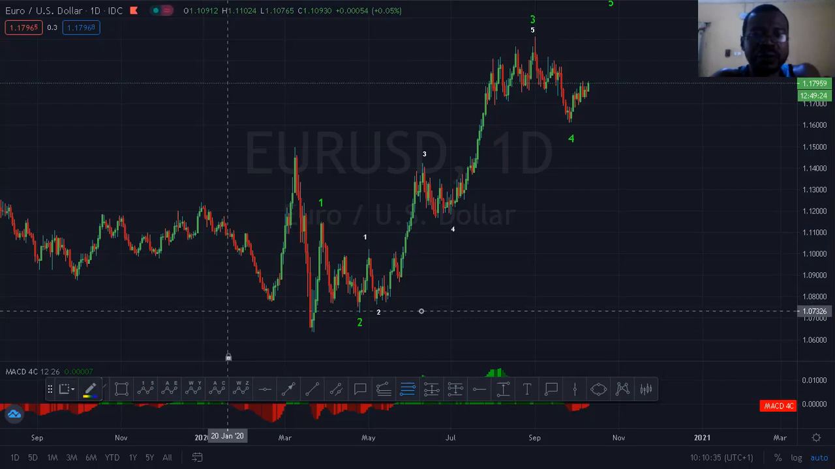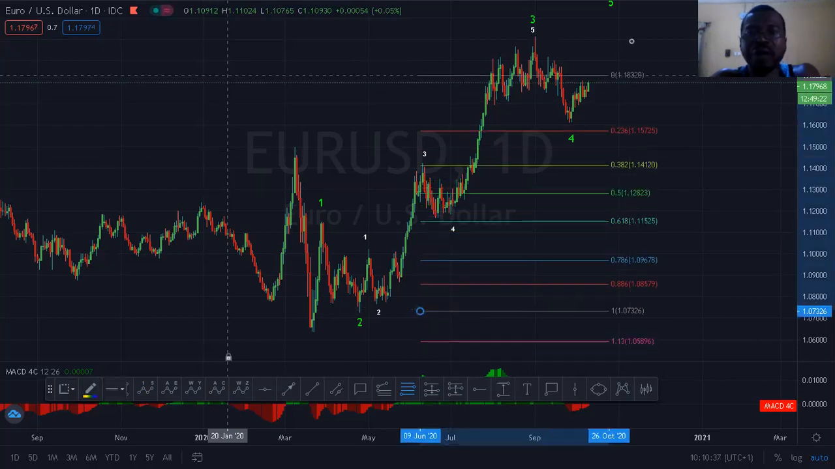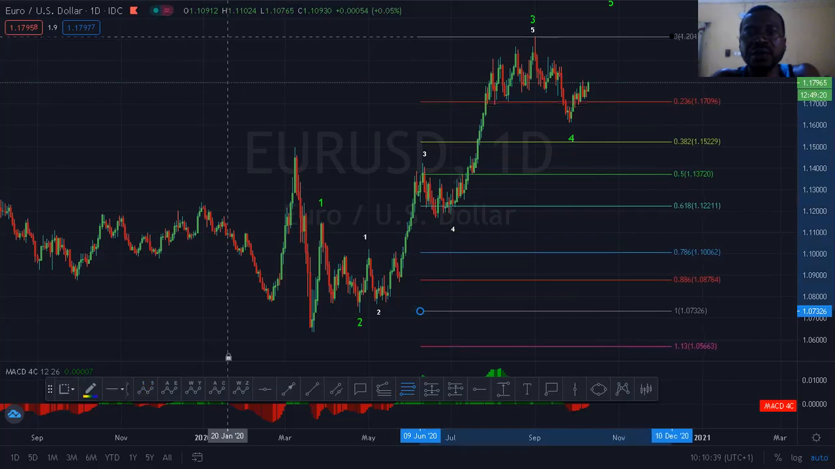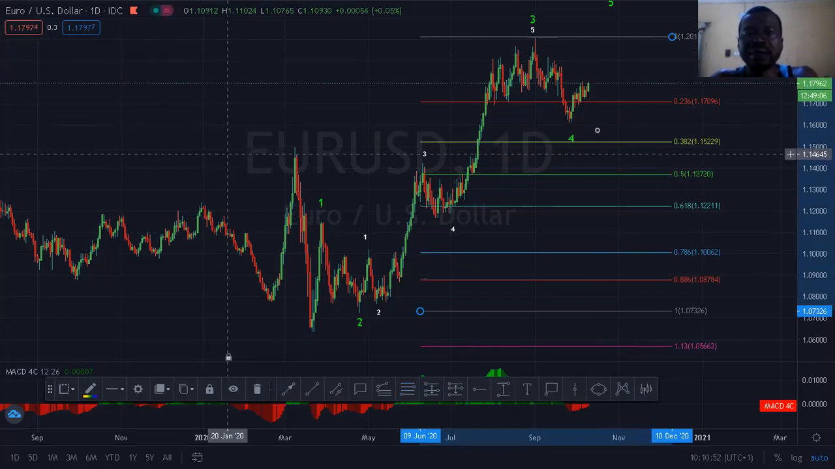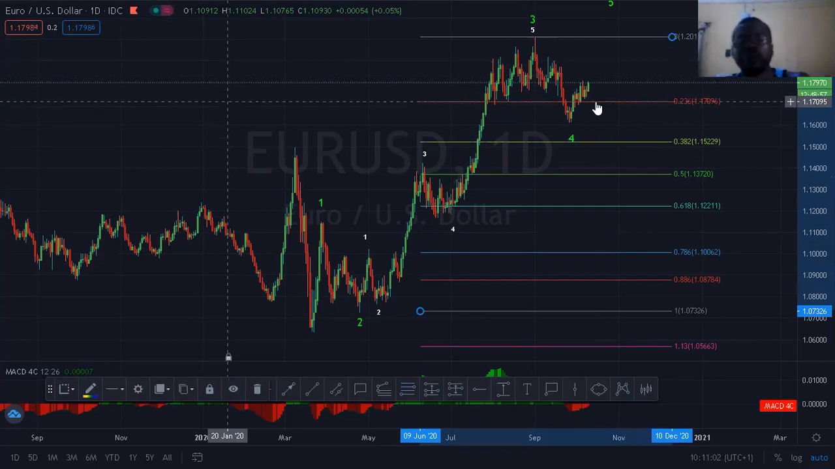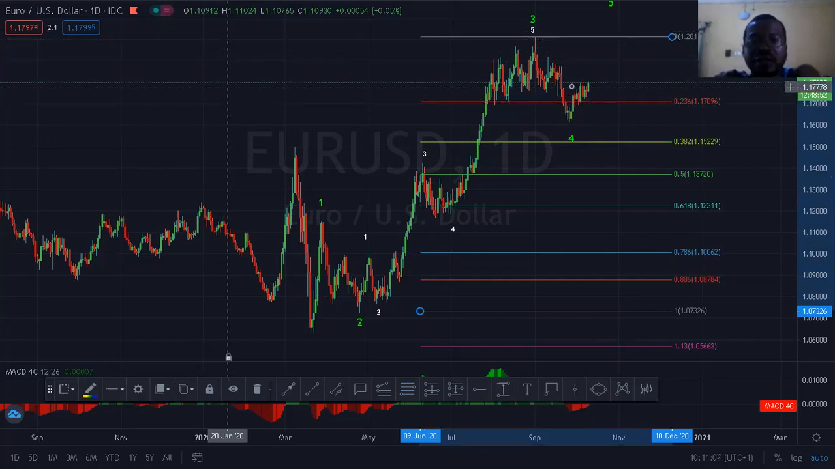If wave 4 has ended, you can see we have a little below the 0.23 Fibonacci retracement, and price is moving up. So price might come up somewhere here and bounce back and come down to this place. You must still get the price down here before it keeps going up. But we keep watching how the price is developing.